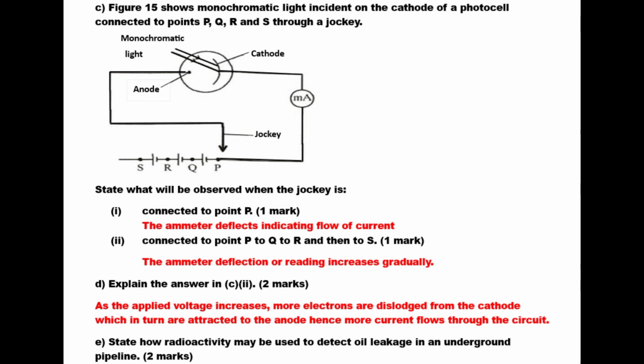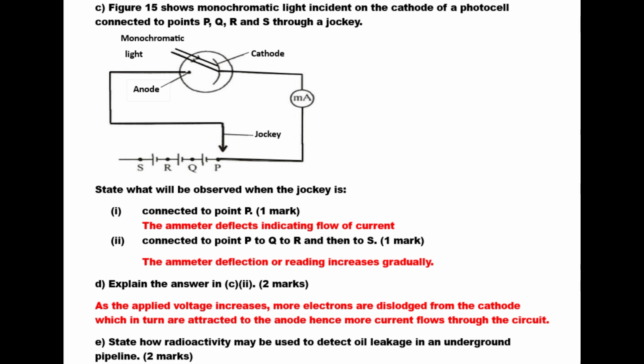In other words, as you increase the voltage, more electrons will be dislodged from the cathode, and then they will be attracted to the anode, and then the current flowing will increase.